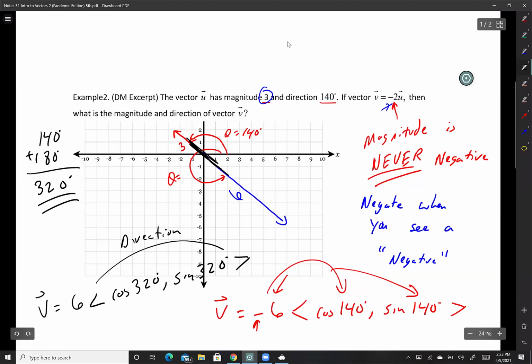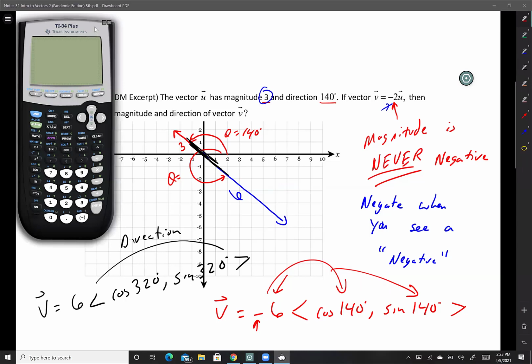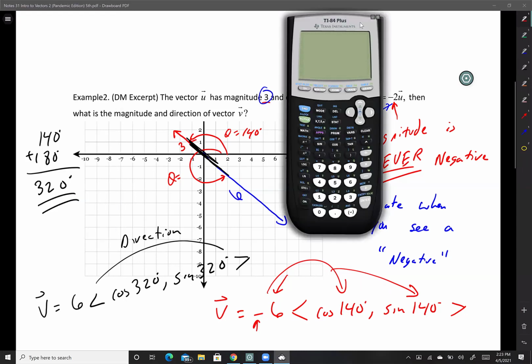By the way, both of these vectors, the black one and the red one, will give you the same answer. And in case you don't believe me, here's my calculator. Check it out, guys. I'm going to show you that they both give me the same value. I'm going to turn it on, and first I have to make sure that I'm in degree mode.